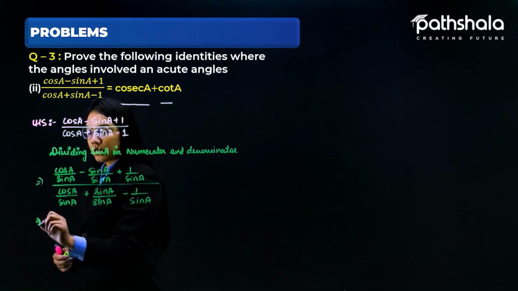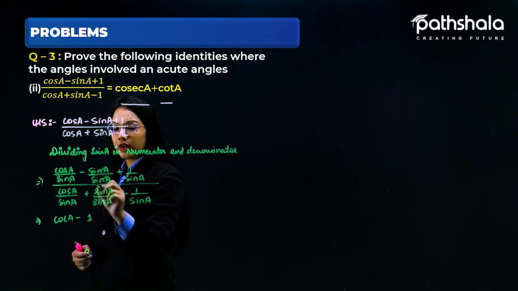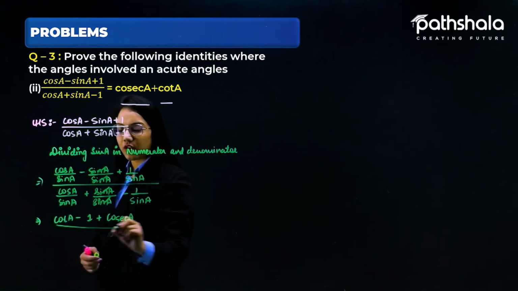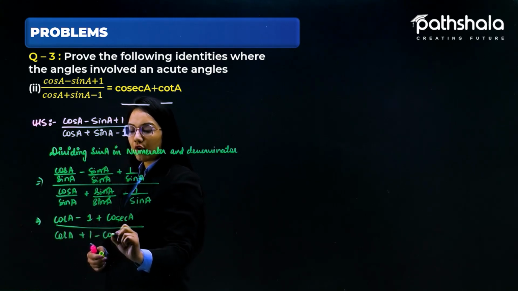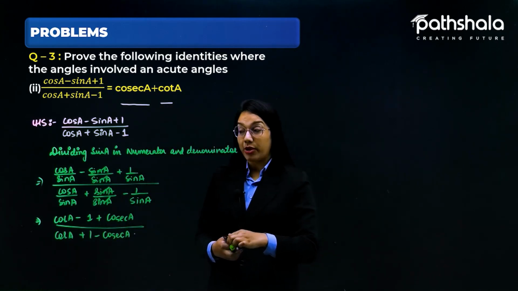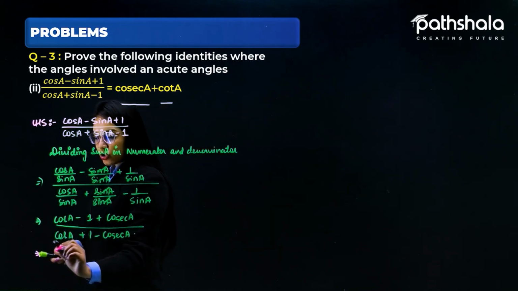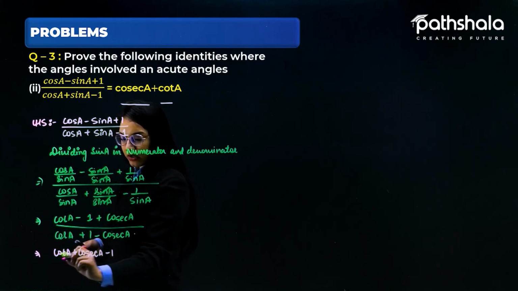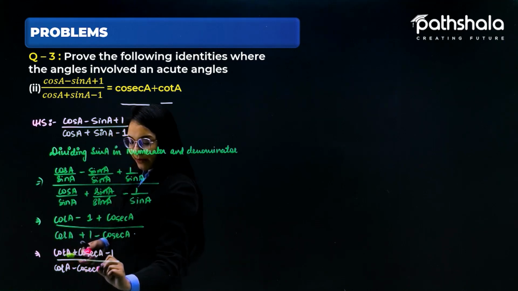Now again we can see cos by sin is nothing but cot of A minus 1, because these values get cancelled with each other, plus 1 by sin of A is nothing but cosec of A. So this is cosec of A divided by cot of A plus 1 minus cosec of A. So we can write this particular P by Q formation, that is LHS, into this form. If I rearrange them, then we can write it as cot A plus cosec A minus 1 divided by cot A minus cosec A plus 1.